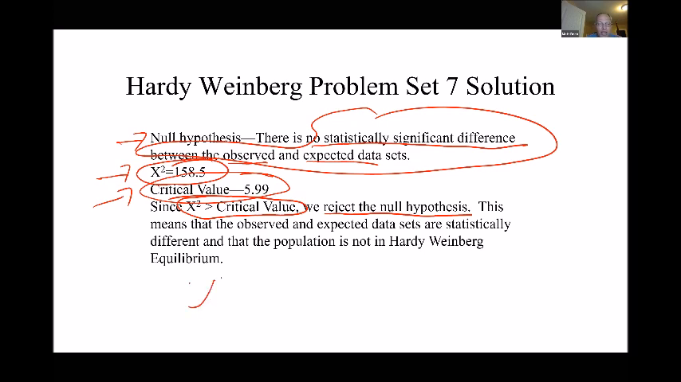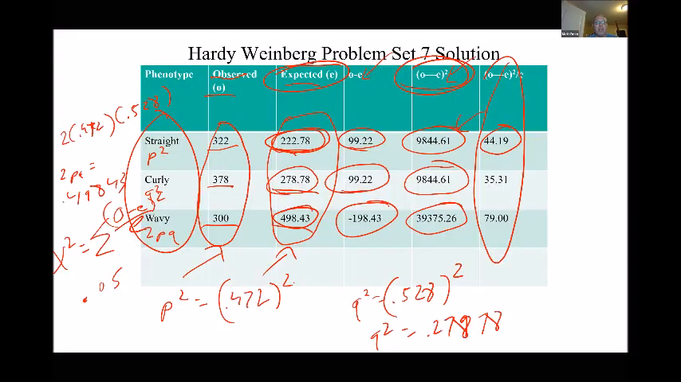Now, on the other hand, if chi-square had been less than the critical value, that would mean that you fail to reject the null hypothesis. And in that case, that would mean that our 2 sets of data are maybe a little different, but the differences are small and due to chance. And that would indicate that the population was in Hardy-Weinberg equilibrium.